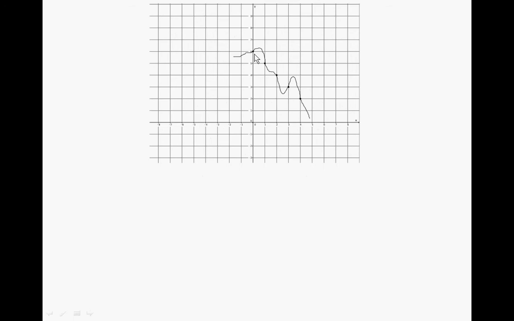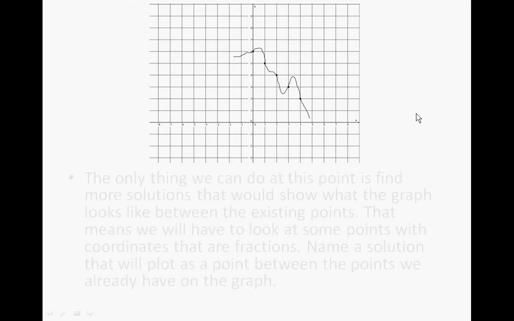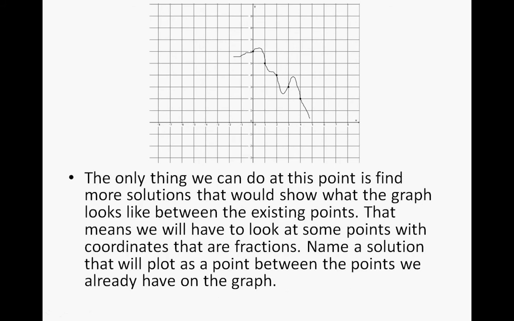And here you go. So here are points that look like a neat line. However, the graph could look something like this, where it goes through all 5 of the points, but this is obviously not a line. So the only thing we can do at this point is find more solutions that would show what the graph looks like between these existing points. That means we'll have to look at some points with coordinates that are fractions and not whole numbers. So name a solution that will plot as a point between the points we already have on the graph.